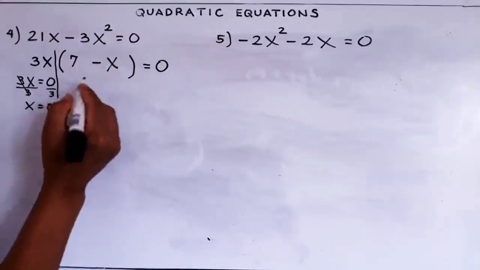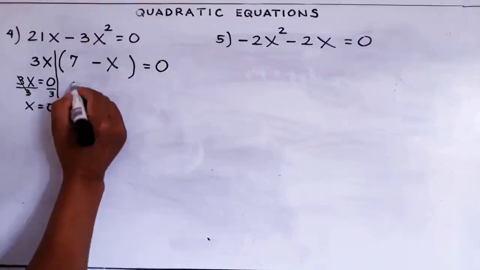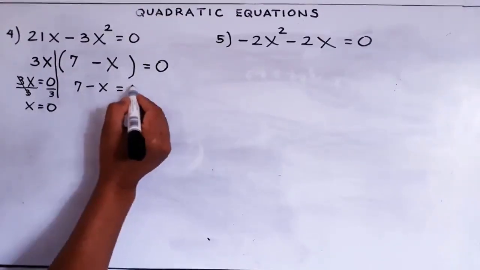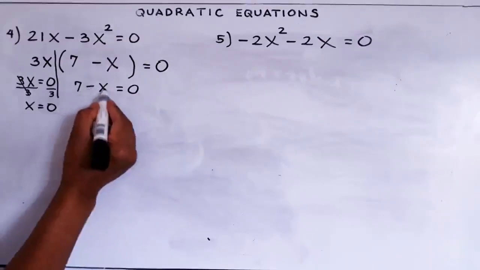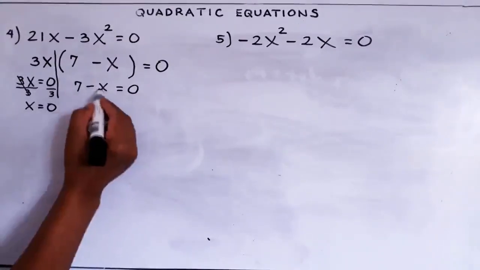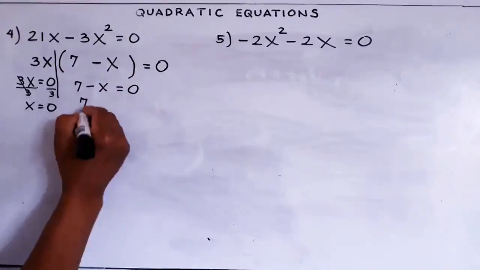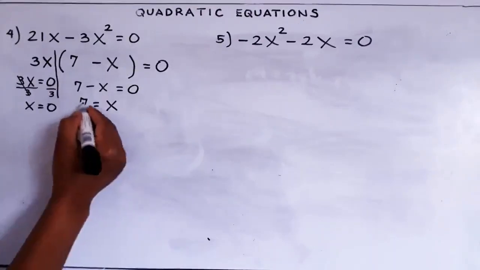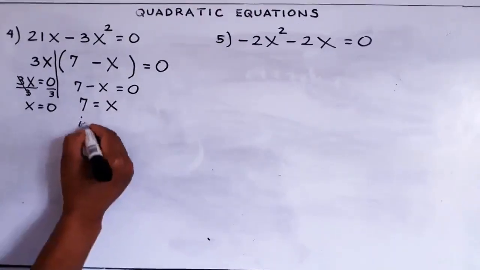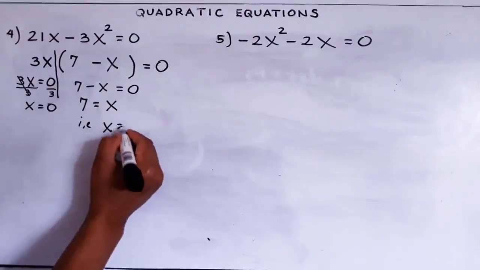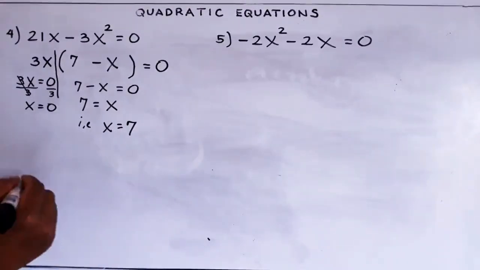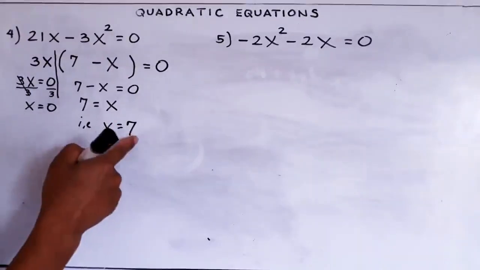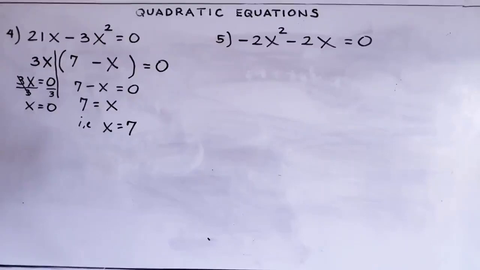What about the other side? On the other side, it will be 7 minus x is equal to 0. Because this one is negative, it's better to transpose negative x to the right, leaving the positive 7 here, and then x will become positive 7 is equal to x. That is, x is equal to 7. So we have two solutions for this quadratic equation, and that is 0 and positive 7.